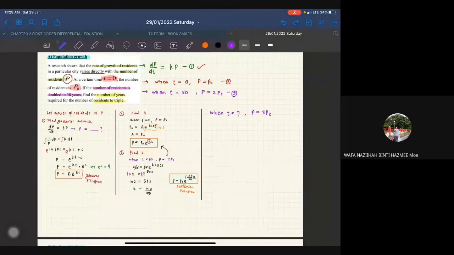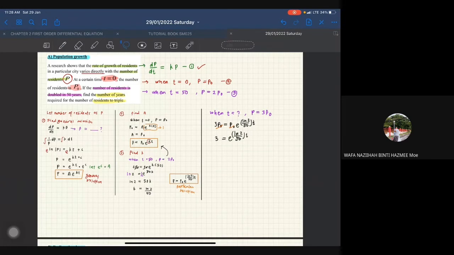So just substitutekan sahaja. You just substitute this one into this one. Okay, so jom kita buat sama-sama. So awak akan dapat 3P0 is equal to P0 e power of ln 2 over 50 T. Okay, so kita boleh cancel out P0 with P0. Alright, so you will get 3 equal to e power of ln 2 over 50 T.